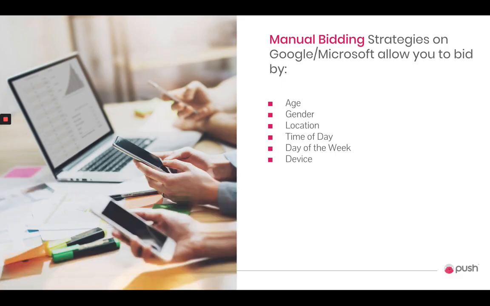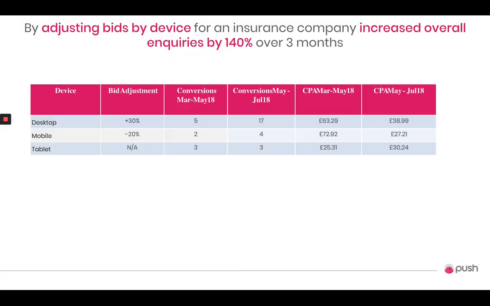Now, on Google and Microsoft, you have manual bidding strategies. So you can be in control of the bids yourself and you can bid by age, by gender, by location, time of day, day of the week, by device. And you should do that based on conversion data. So if you see more people buy from a mobile device than a desktop, increase your bids on mobile, be more aggressive there, and maybe reduce your bids on desktop. Using that data, that is how you should make decisions about how you control these bids.